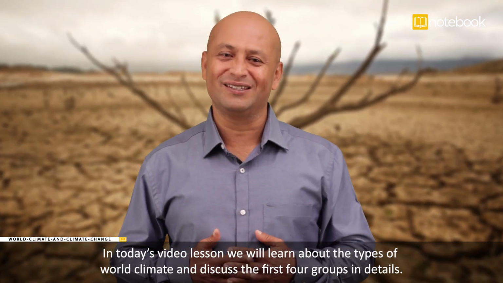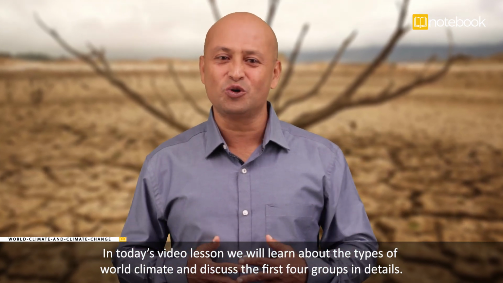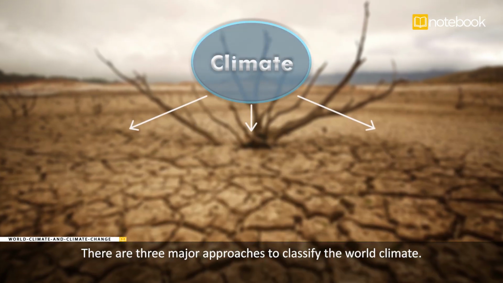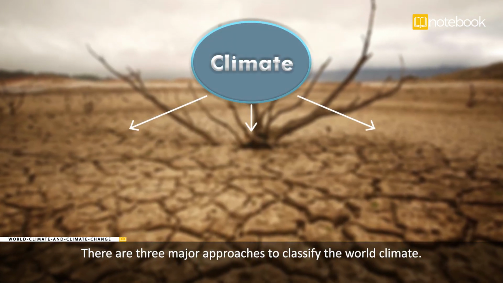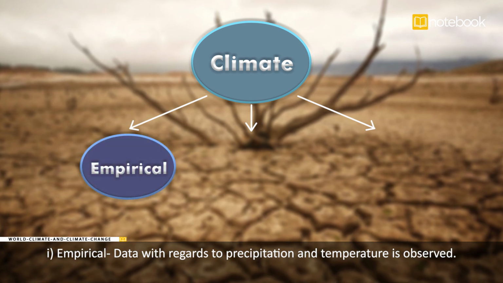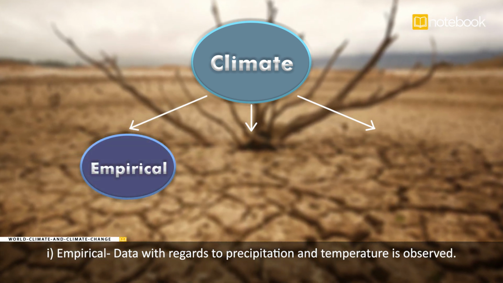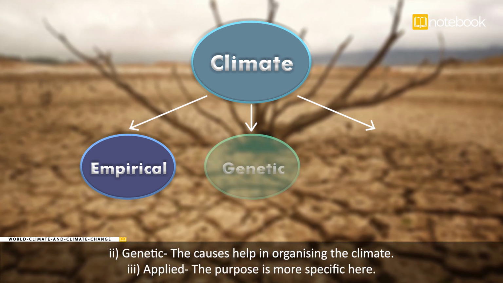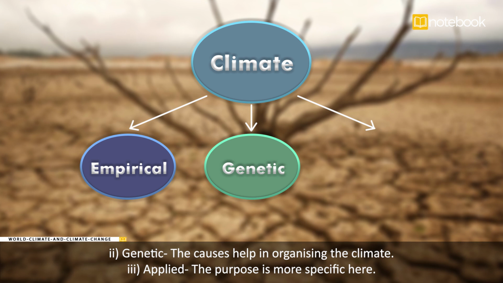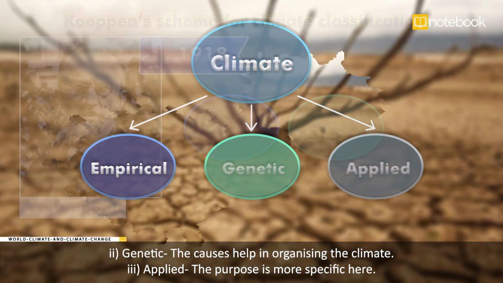In today's video lesson, we'll learn about the types of world climate and discuss the first 4 groups in detail. Let us get started. There are 3 major approaches to classify the world climate. Empirical: data with regard to precipitation and temperature is observed. Genetic: the causes help in organizing the climate. Applied: the purpose is more specific here.